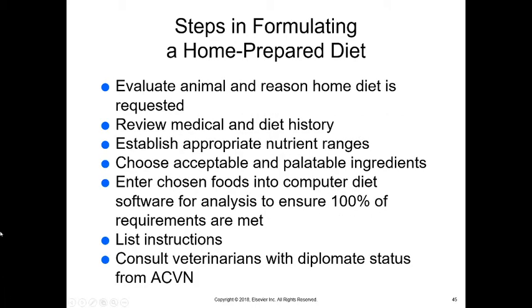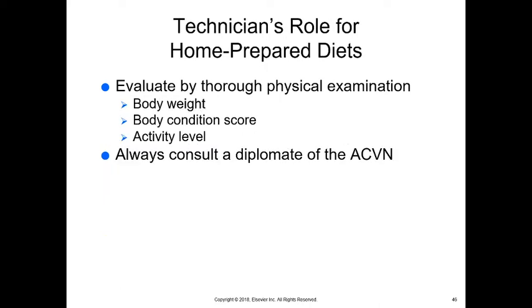Steps in formulating a home-prepared diet, and the reason the home diet is requested. You want to review the medical and diet history, ranges for that animal at that time. You want to choose acceptable, palatable, and safe ingredients. Enter chosen foods into a computer diet software for analysis to make sure that 100% of the requirements are met. You want to list the instructions very clearly, the measurements very clearly, and you want to be able to consult with veterinarians that are board-certified nutritionists.